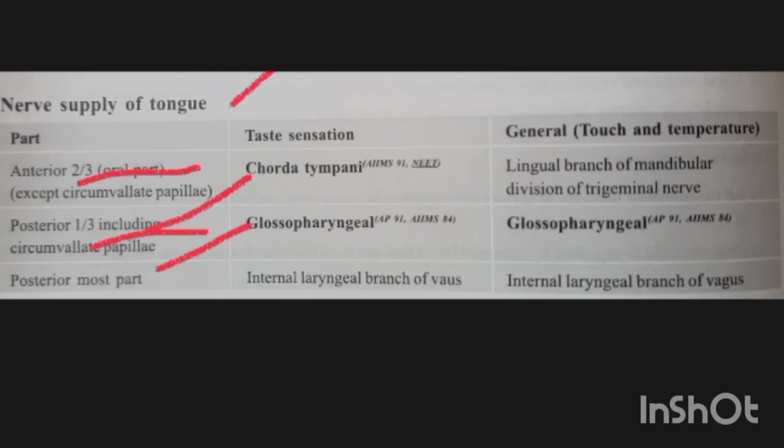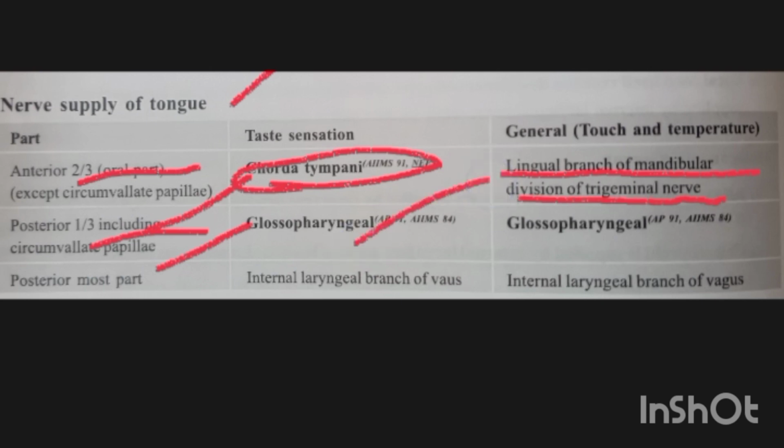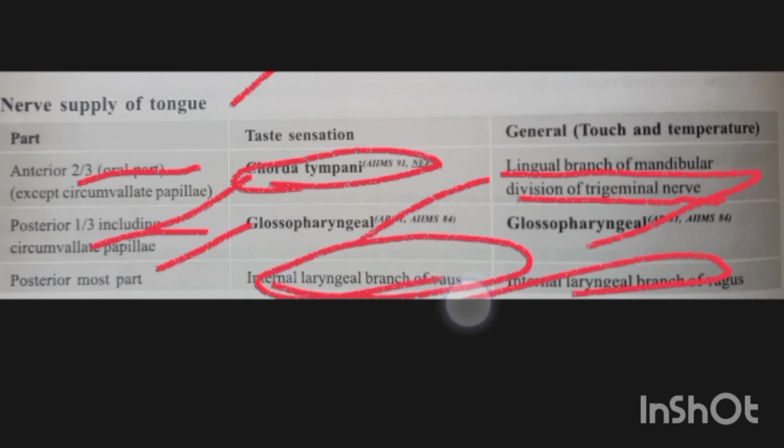Whereas for the anterior 2/3, taste sensations are carried by the chorda tympani nerve and general sensations are carried by the lingual nerve of the mandibular division of the trigeminal nerve. For the posterior 1/3, both taste and general sensations are carried by the glossopharyngeal nerve. For the posterior most part, taste and general sensation are carried by the internal laryngeal branches of the vagus.